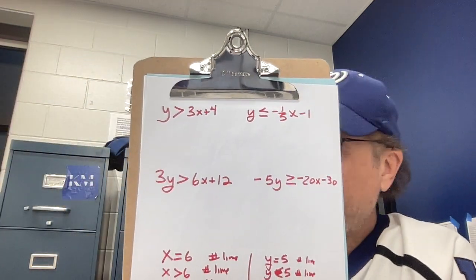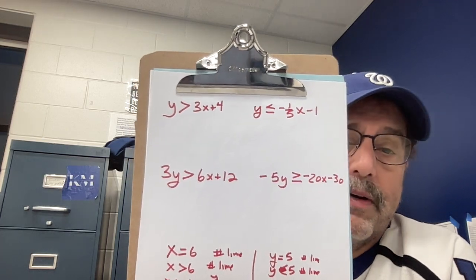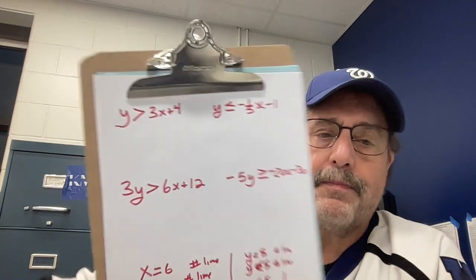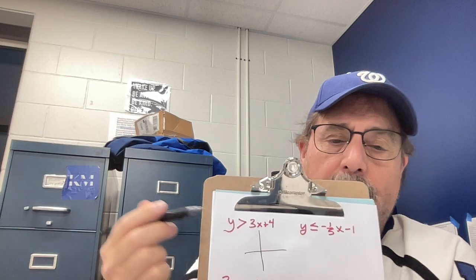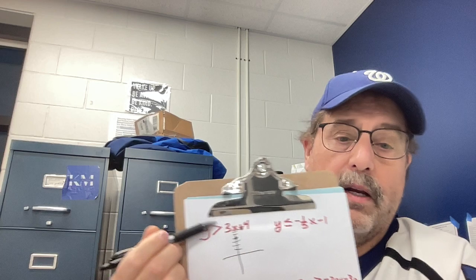We're going to graph on the XY coordinate the following. I'm going to go to the y-intercept of 4. From there, the slope is up 3 over 1. Look at that. I went up 4, then I went up 3 over 1.